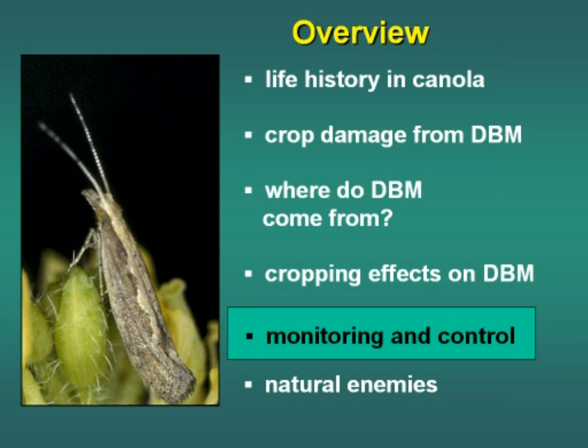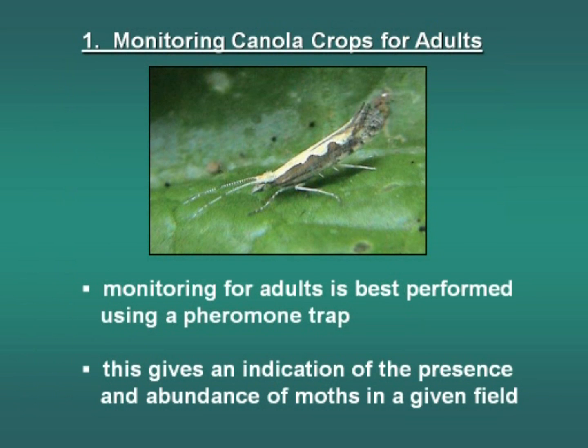Well, one very important aspect of this presentation is how to monitor and control these insects. There are a number of ways. Firstly, I think monitoring in crops ought to begin with monitoring for adults. These are the individuals that arrive on airflow from the United States or northern Mexico early in the season, and we ought to have a good idea early in the season whether there's a threat of diamondback moth attack on those crops. Diamondback moth monitoring is best performed for adults with the pheromone trap.